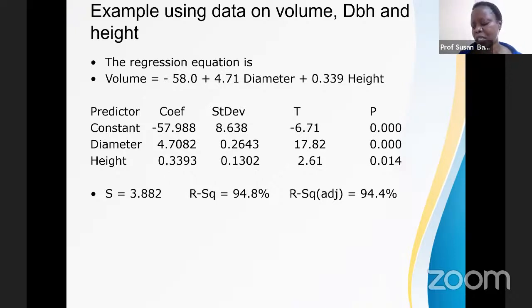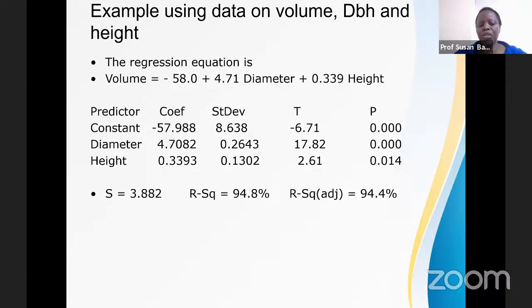So for your projects, you will not have volume or diameter or height. It depends on your objective. So you also interpret the model depending on the parameters, the variables you have in your project. Okay, down here we have a table consisting of the coefficient, the standard deviation, the t-value, and the p-value. Now, the t-value here, for example, minus 6.71, is a ratio of the coefficient minus 57.988 divided by 8.638. So this t-value is the ratio of the coefficient and the standard deviation. And then the p-value, using mathematical formula, we can calculate the p-value for minus 6.71.